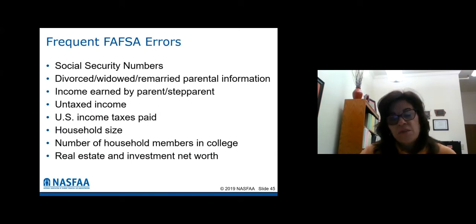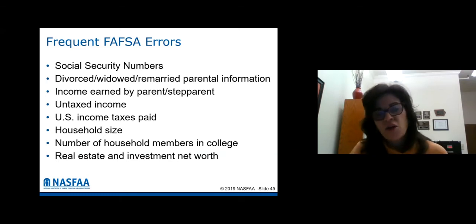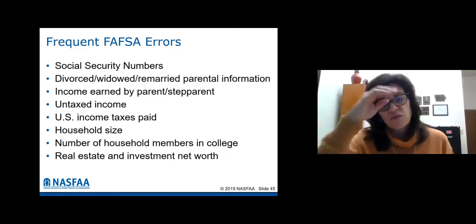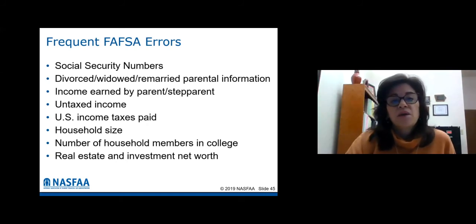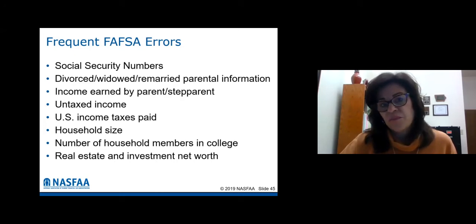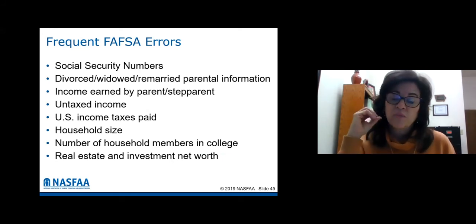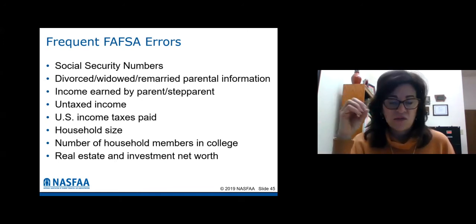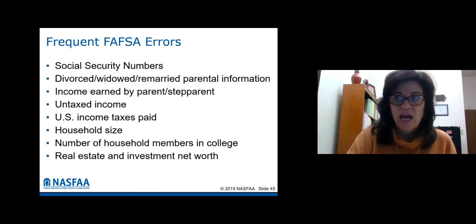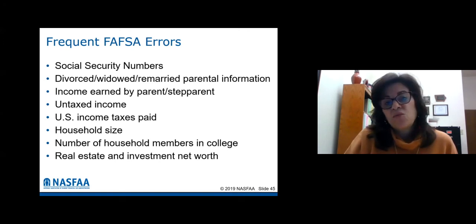FAFSA errors, you can make an error and it can be fixed. It can always be fixed, but it does slow things for you, and some errors are harder than others. The most important thing for you to do is get the Social Security numbers right. When you submit your FAFSA, it is going into all different federal databases. It's going out to the Department of Homeland Security to make sure you're an eligible citizen. It's going out to the Social Security Administration to make sure that your birth date, your Social Security number, and your name match.